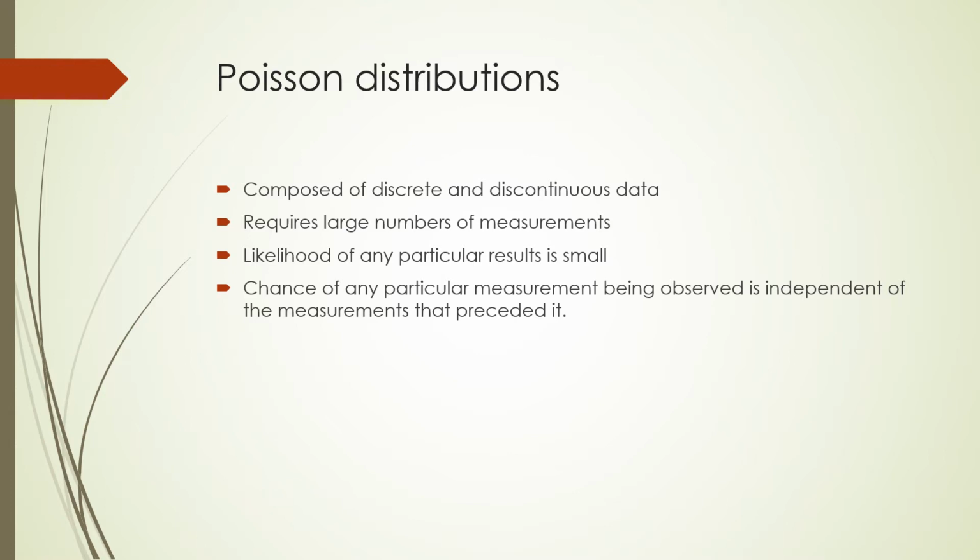As I mentioned a few moments ago, a large amount of data is required to construct the distribution. It applies to events in which the likelihood of a particular result is small. Also, the chance of any particular event is independent of previous events. This is in general true of the statistics of random events.